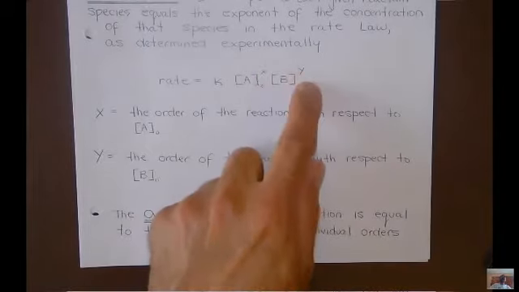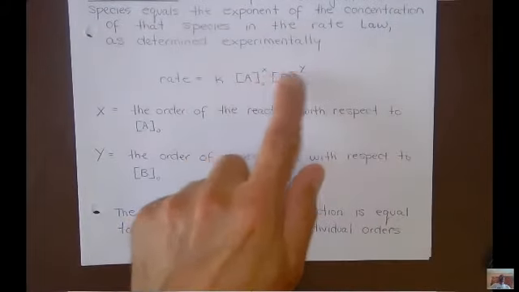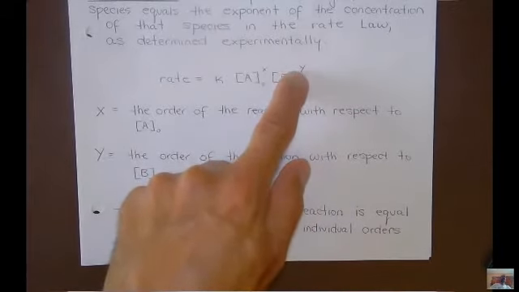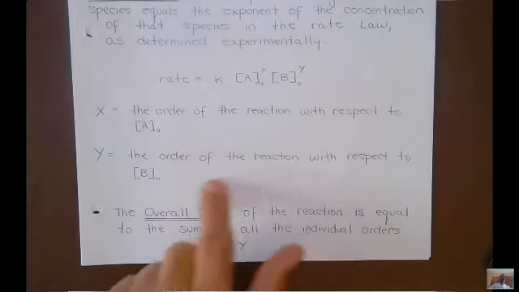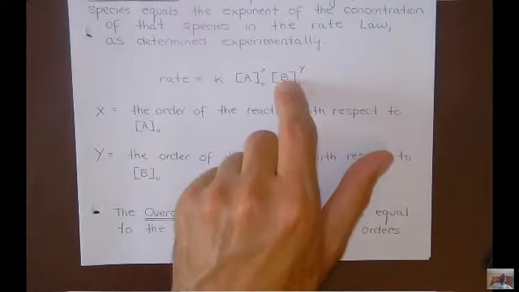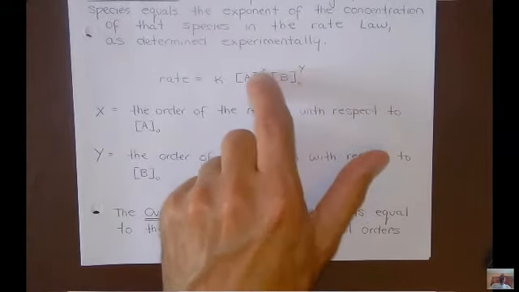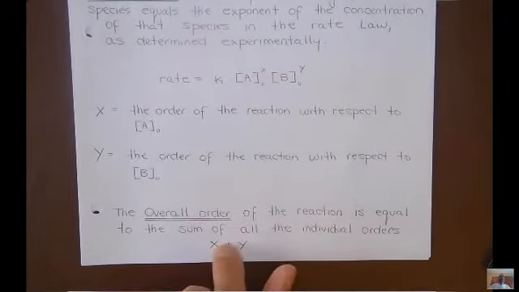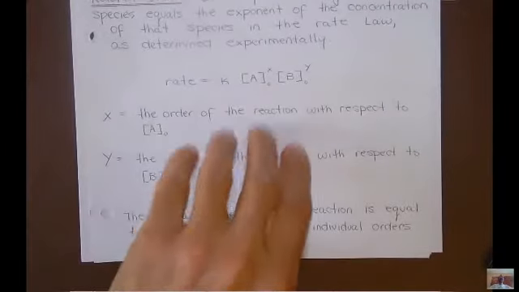So if X is 1 and Y is 1, the order of the overall reaction is 2. 1 plus 1 is 2. If X is 1 and Y is 0, 1 plus 0 equals 1, you'd say it's a first order reaction overall. If Y is 1 and X is 0, the overall order of the reaction would also be first order. Okay, so the overall order is just the sum of X and Y, the individual orders.